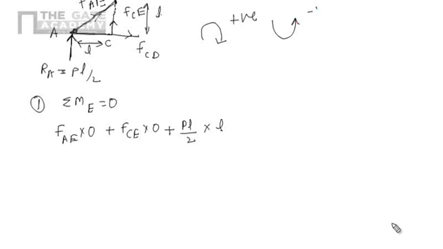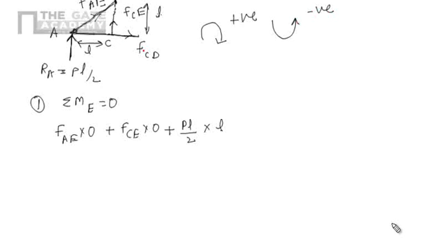So I can write FA into 0, FCE into 0. Now the moment at E due to this RA: RA and the perpendicular distance is L. So it is PL by 2, that is RA into L, and its nature is clockwise direction, so positive. According to our sign convention, anti-clockwise direction is negative.